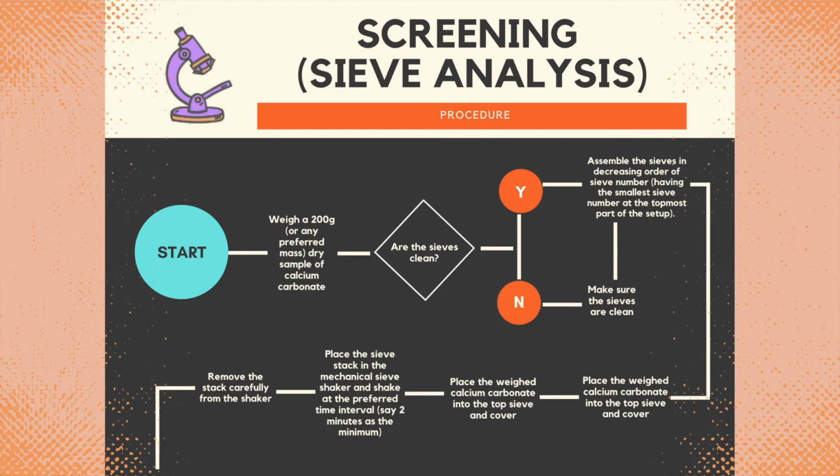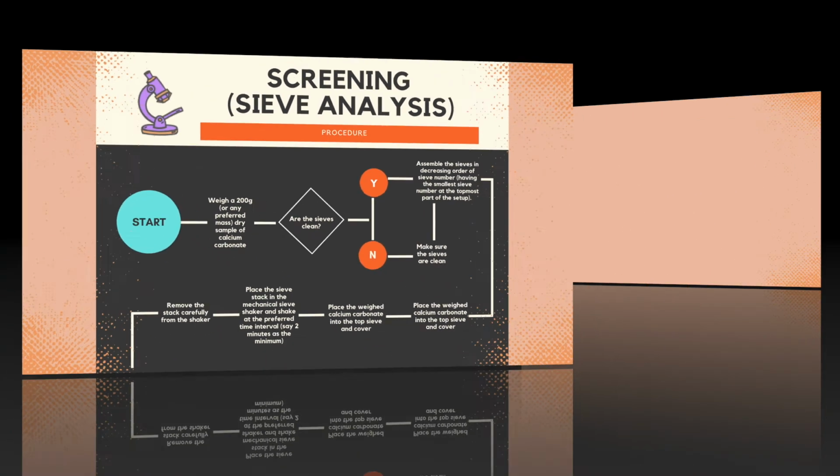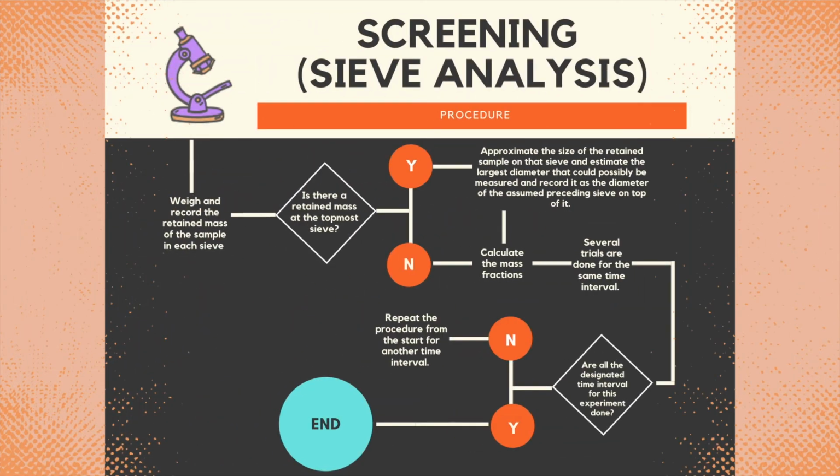Then place the sieve stack in the mechanical sieve shaker and shake at the preferred time interval. So let's say at least for 2 minutes. Then remove the stack carefully from the shaker. Next, weigh and record the retained mass of the sample in each sieve.